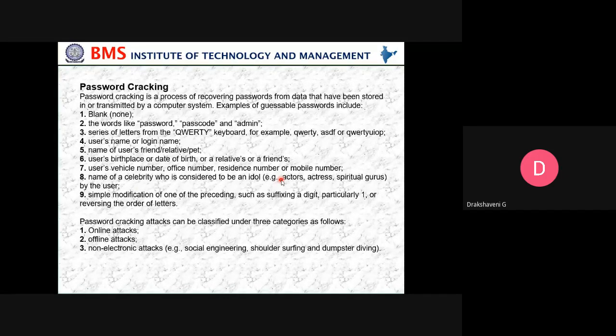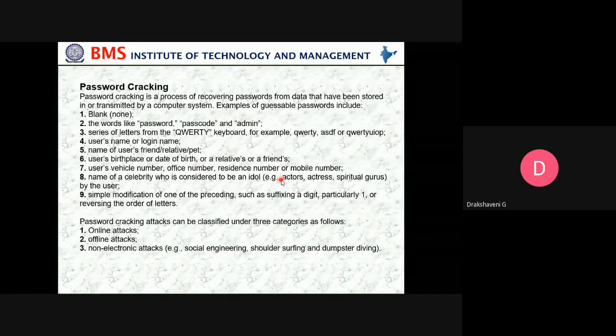So that is an actress's name or a spiritual guru's. Maybe I am a follower of some person, some spiritual guru. So in that case, I may try to keep the password as his name only. Maybe this is one option. Then a simple modification of one of the preceding, such as suffixing a digit, particularly one, or reversing the order of letters. Then password cracking attacks can be classified under three categories as follows.